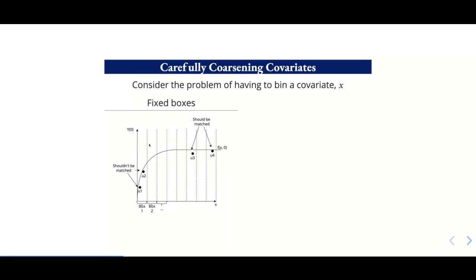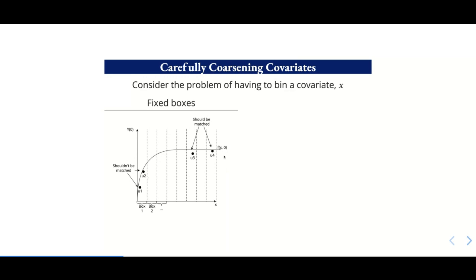What happens when you just pick a length, a size of a box, and then match everyone in the same box? Well, you get these problems, such as the one to the left, where unit 1 and unit 2 are matched together because they're close in terms of x. But in this area of the x space, the value of y in relationship to x varies very quickly. And so these two units should not be matched together.